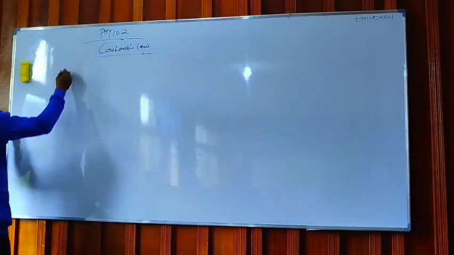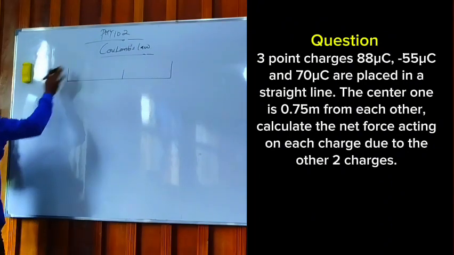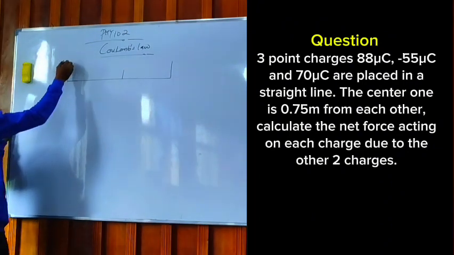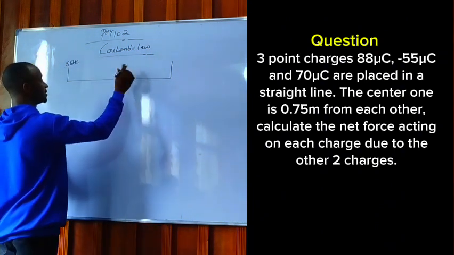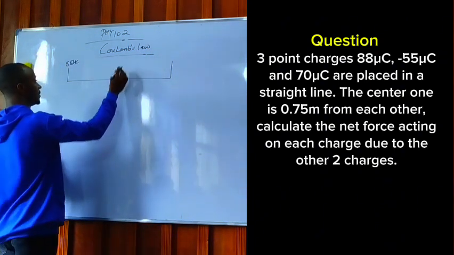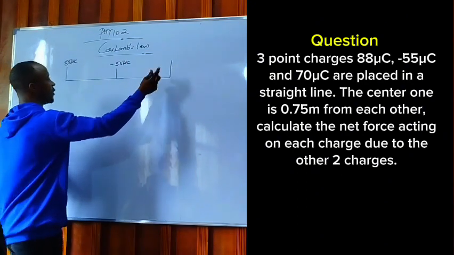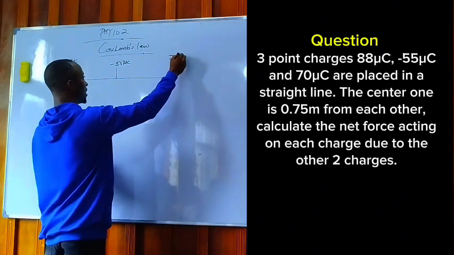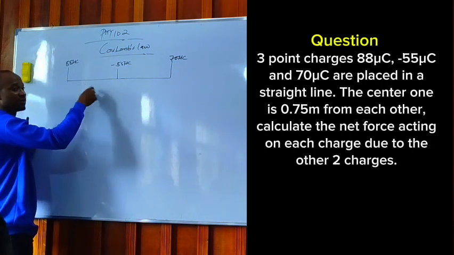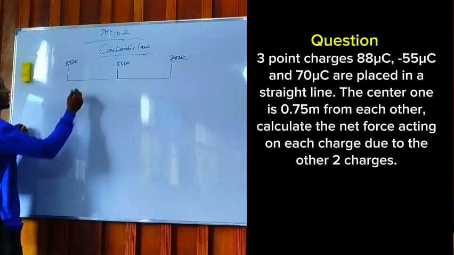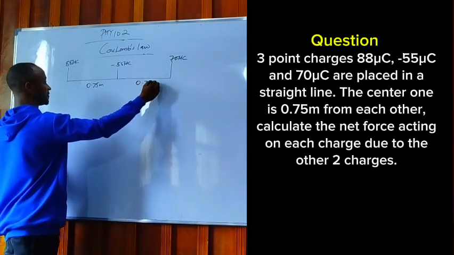Watch. I have a straight line here. What is the first charge? 88 microcoulomb, right? What is the second charge? Minus 55 microcoulomb. What is the third charge? 70 microcoulomb. And the central one is 0.75 meter away from each, right? That means here should be 0.75 meter. Yes, 0.75 meter.